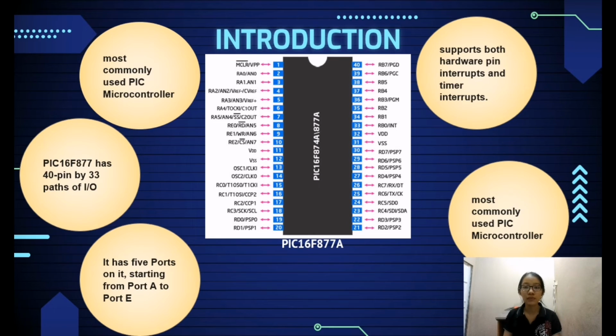The 16F877A is a capable microcontroller that can do many tasks because it has a large enough programming memory of 8,000 words and 368 bytes of RAM. It is enough to do many different projects. It has 40 pins with 33 pairs of input-output.